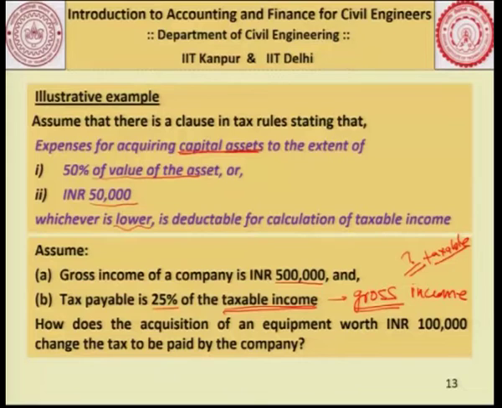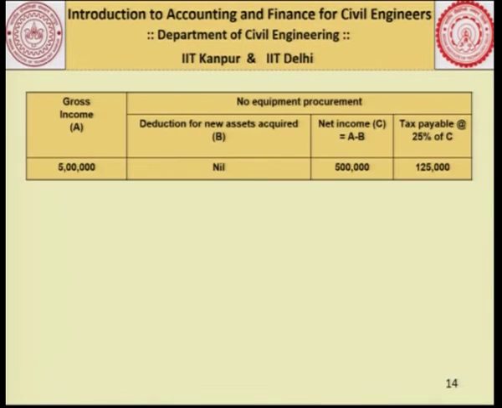So, now as far as acquisition of assets is concerned, if these were the kind of provisions which were available, that 50% of the value of the asset or 50,000 rupees, whichever is lower, is deductible for calculation of taxable income from the gross income, and this was the data, then how does the tax liability change?